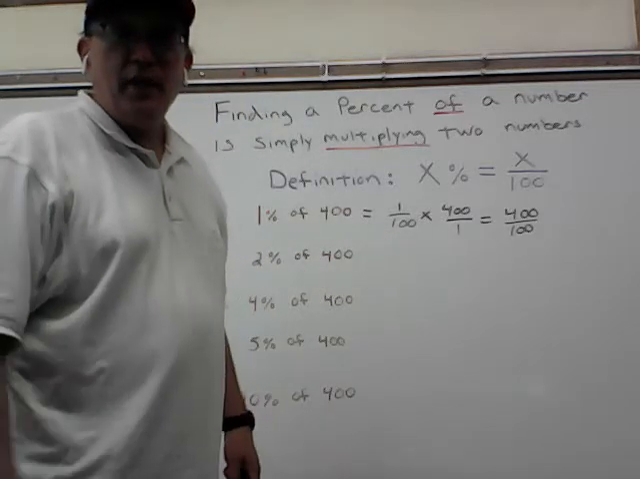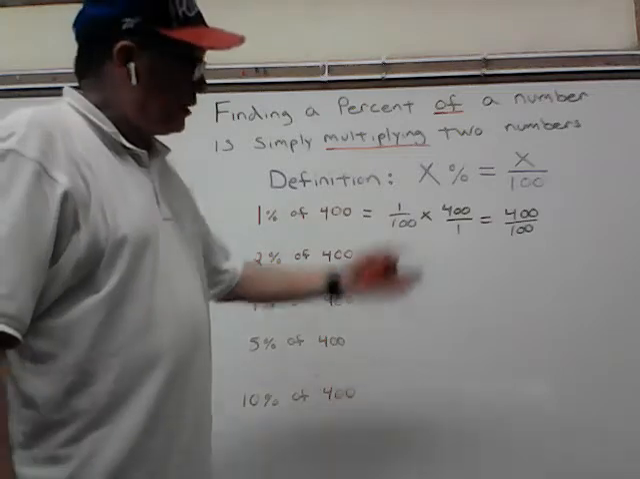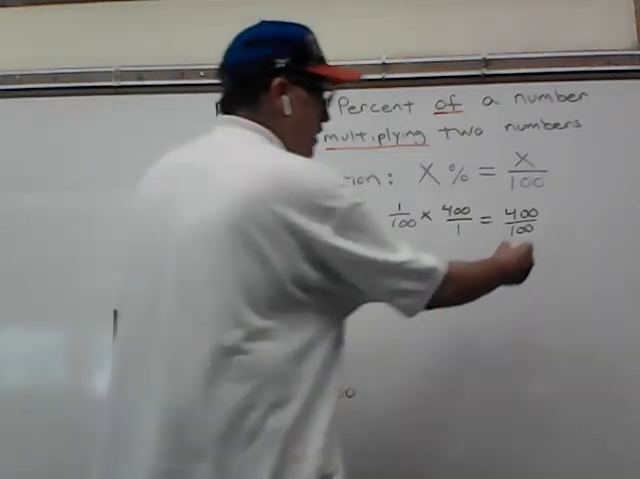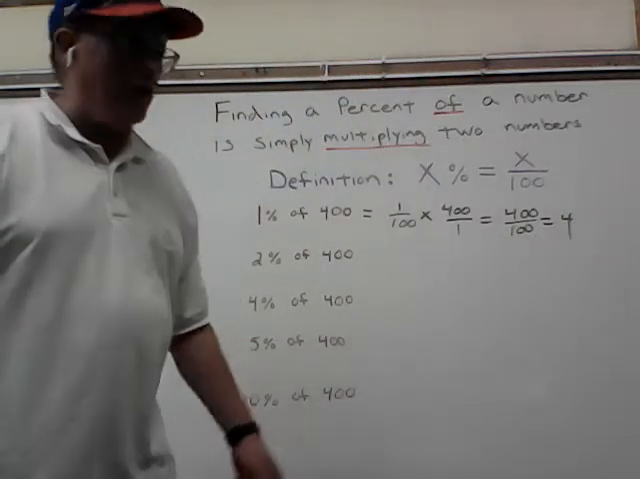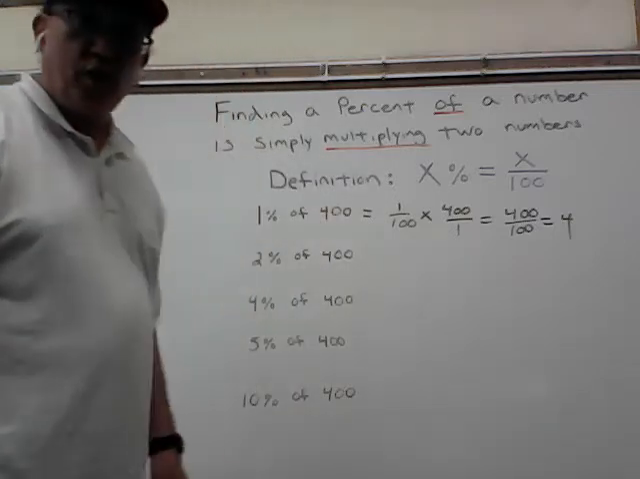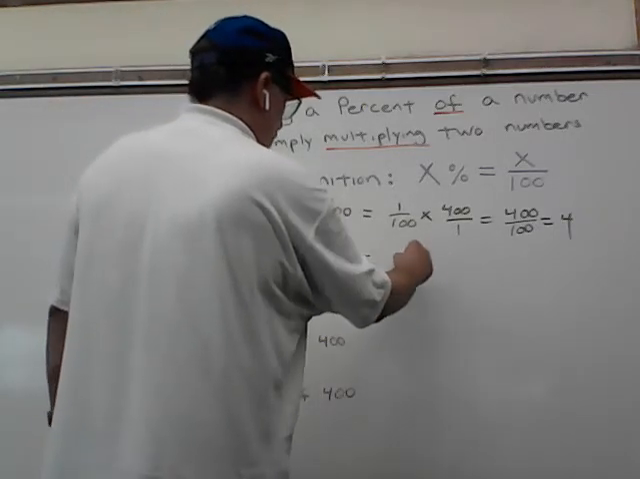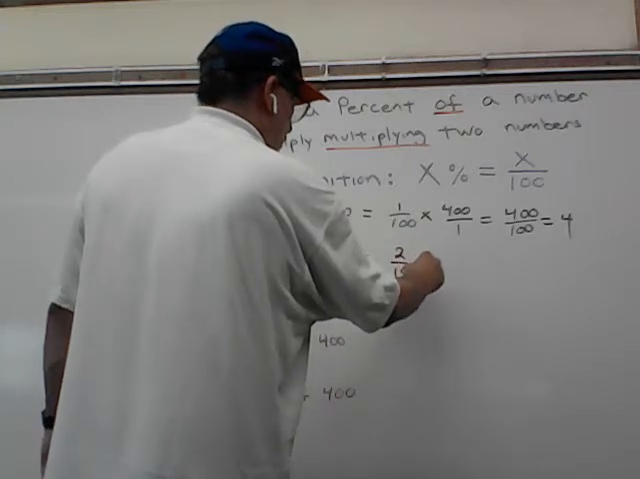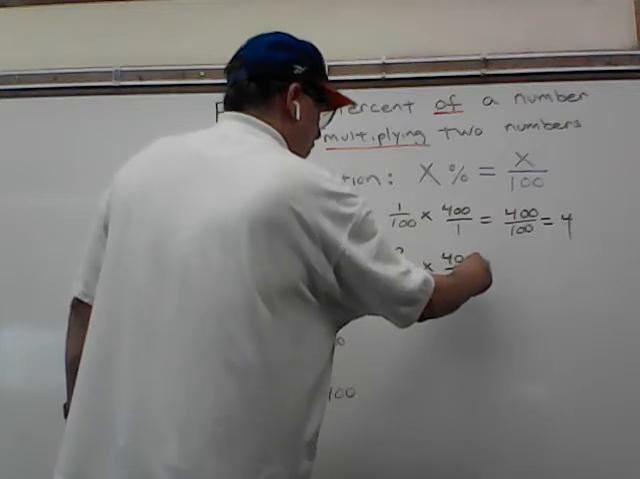It's a fraction. It's the 400th on the number line, but it can also be thought of as 400 divided by 100. This is an improper fraction, and it simplifies to 4. You can think of this as a division. 400 divided by 100 is 4. Let's do the next one. 2% of 400 is 2 over 100 times 400 over 1.